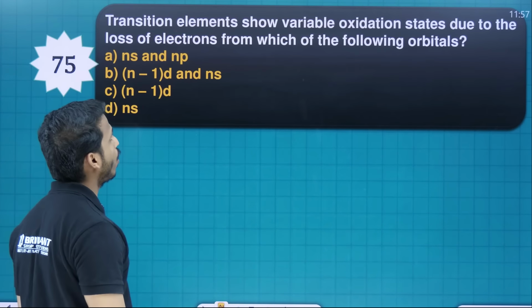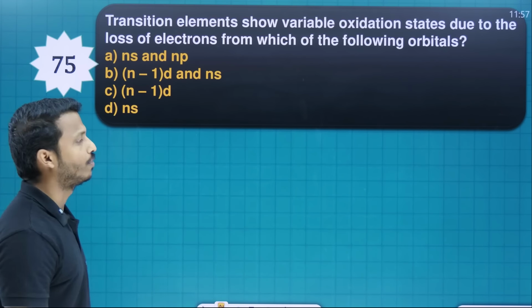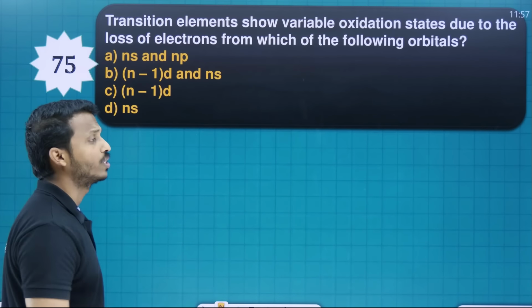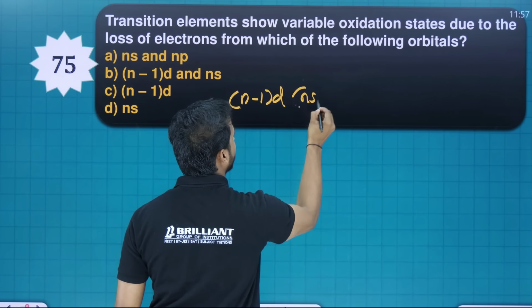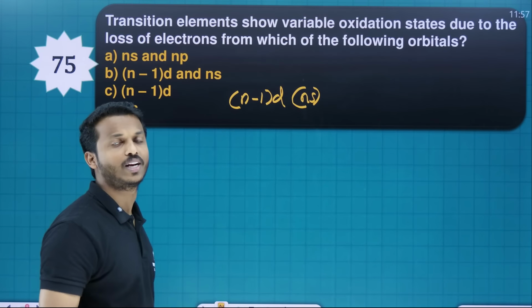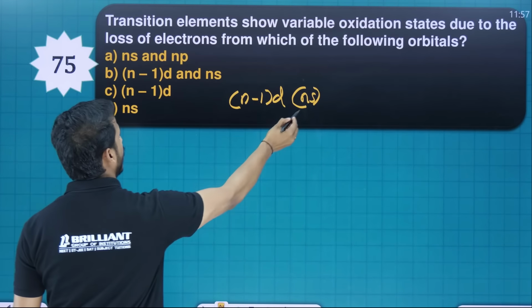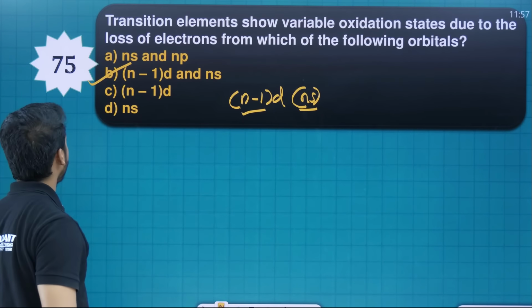Transition elements show variable oxidation state due to the loss of electron from which of the following orbitals? Transition elements show variable oxidation state because the n-1d orbital and ns orbital have almost similar energy, so those electrons can take part in bonding. So from where do they lose electrons? From ns and n-1d, n-1d and ns.